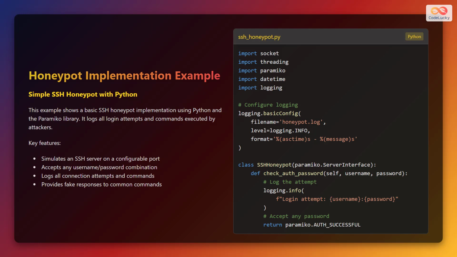Let's look at a simple example of how you might implement a honeypot. Here we will look at setting up a very basic SSH honeypot using Python. This example uses the Paramiko library. The code logs all login attempts and commands executed by attackers. Key features include simulating an SSH server on a configurable port, accepting any username or password combination, logging all connection attempts and commands, and providing fake responses to common commands.